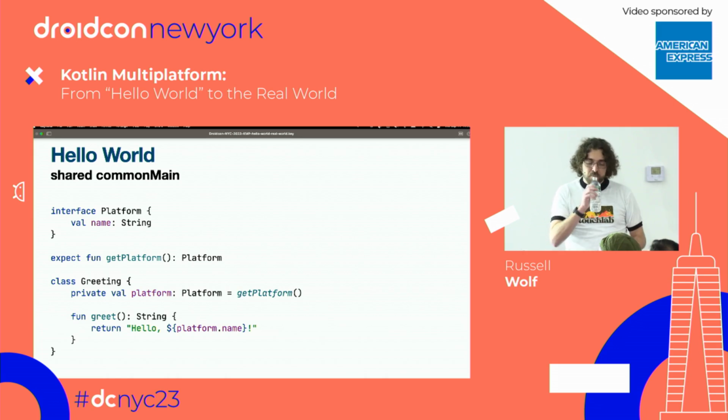This is the entirety of the common code. So you have a platform interface. You have this expect function getPlatform. So expect is a keyword that multiplatform adds to the language that lets you expect something in your common code, and then there's an actual declaration in your platform code that has the implementation. And then this Greeting class makes use of those. It's like your application logic. So it's a pretty simple amount of code.